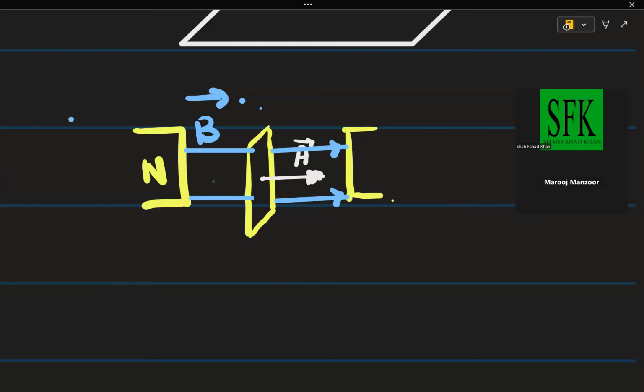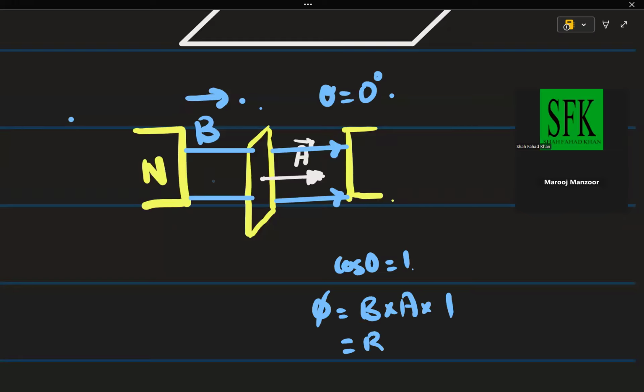Okay. So we've got the magnetic flux density, we've got the vector area. As you can see, the angle in between them is 0. They're both parallel, the vector area and the flux density vector. Theta is 0. When theta is 0, cos of 0 is 1. That means in this configuration, the flux is going to be B multiplied by A multiplied by cos of 0, which is 1. So it's just going to be BA, which is the maximum flux, okay?